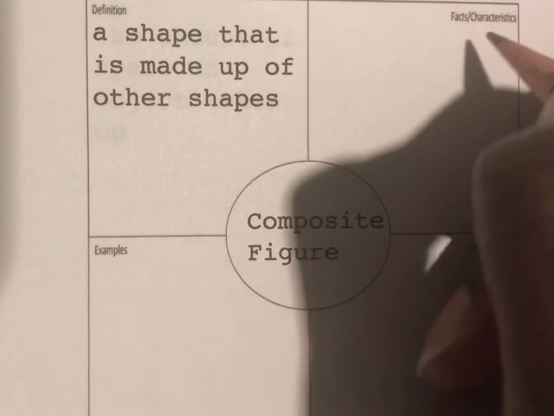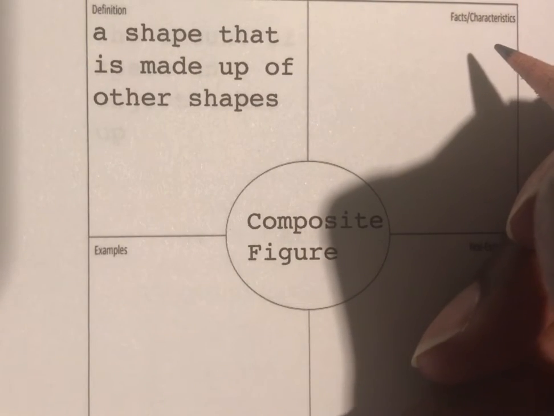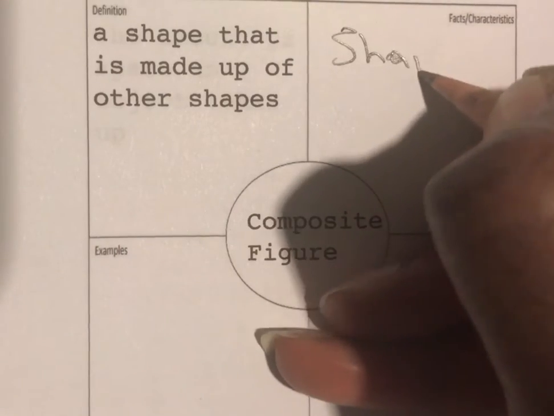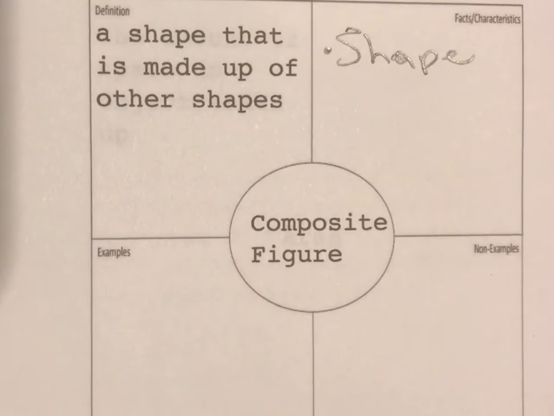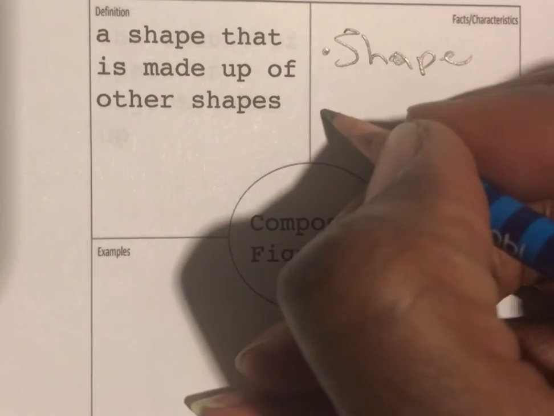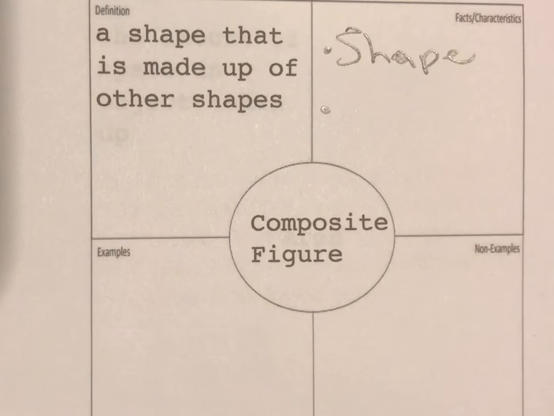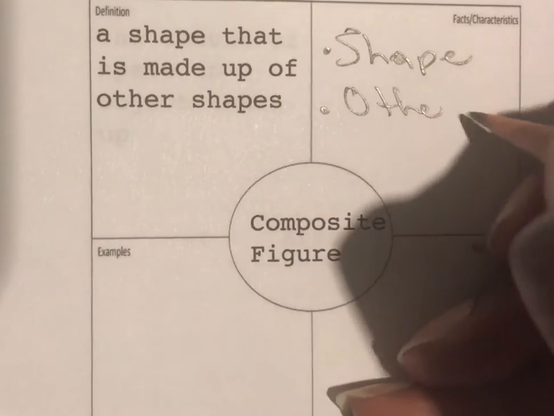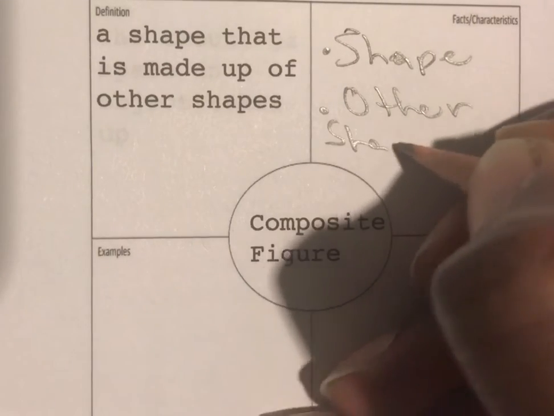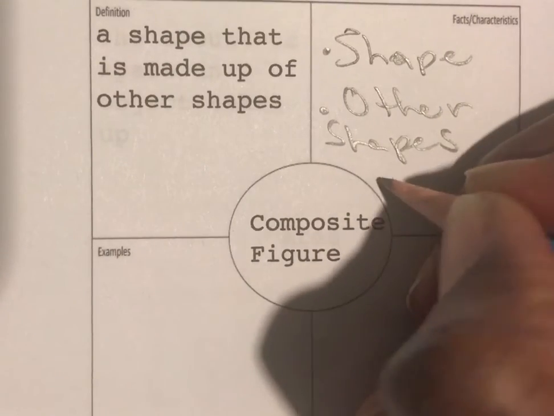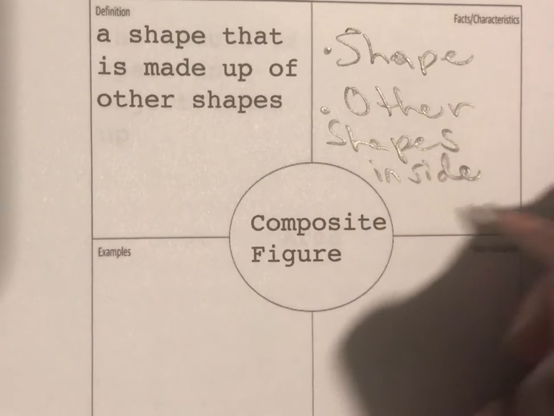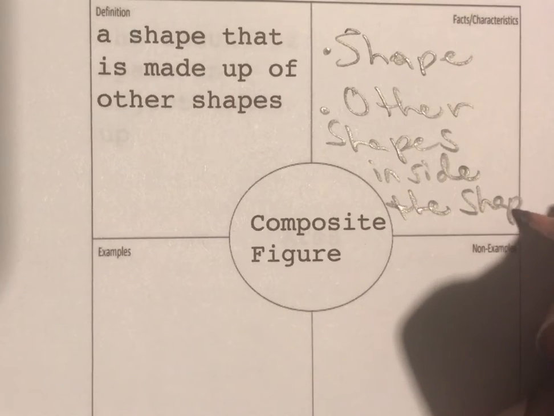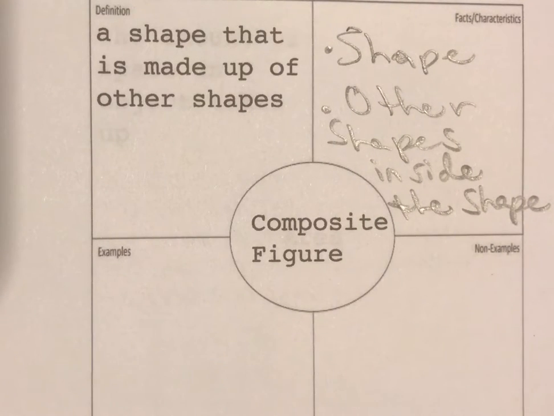All right, so I have to think, what are my facts here, or what are the most important pieces? So I know that it's a shape. That's one thing that I want to write down as an important fact. It's a shape, and this shape is also going to have other shapes that make it up, or in other words, it has other shapes inside the shape. So it is a shape that has other shapes inside of it.